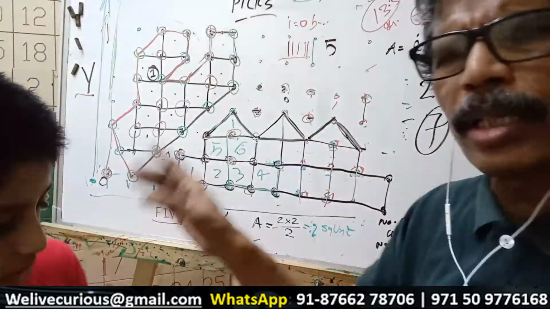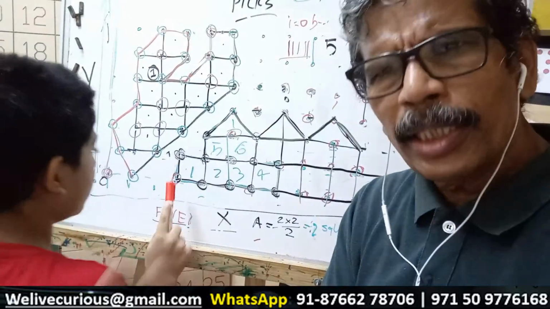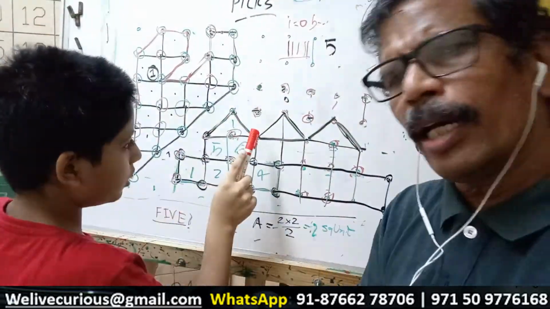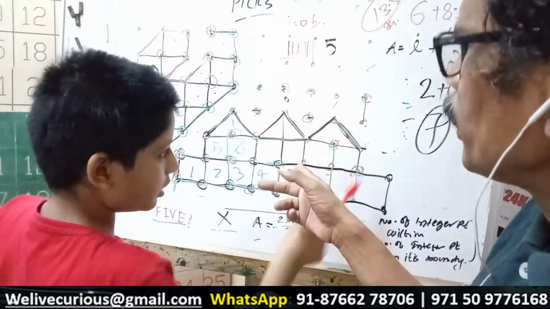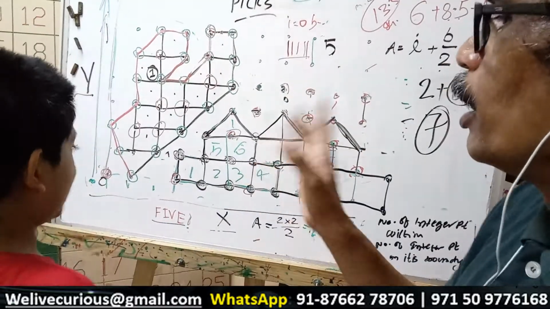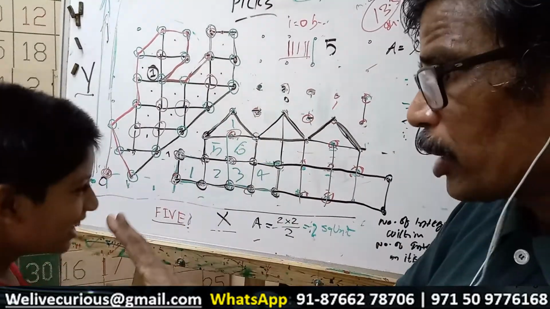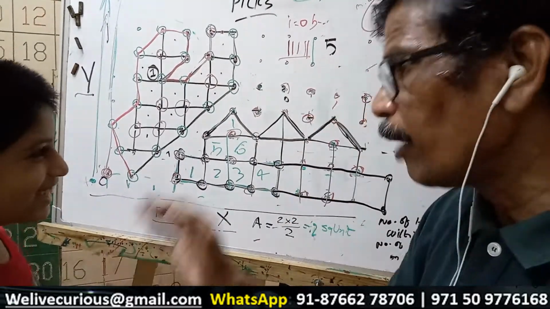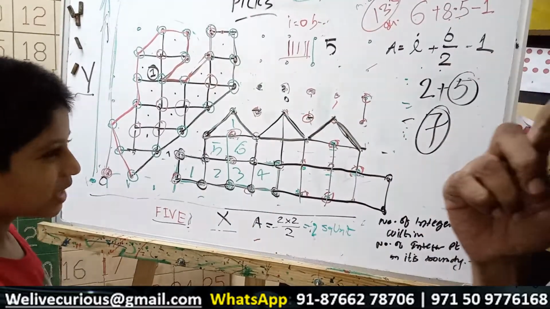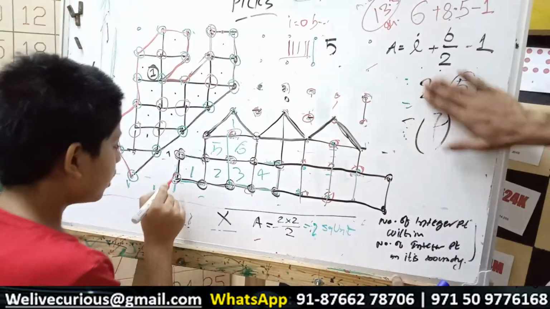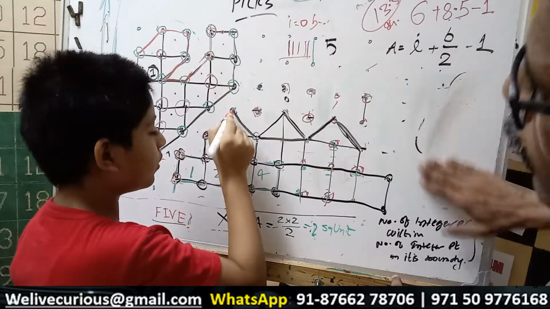Just grab the border points, make it half, take away 1 and add internal points to it. Now are you ready to calculate the border points? Yeah, sure. You calculate the border points, make it half, take away 1 and add internal points. First, give me border points. 1, 2, 3, 4, 5, 6.